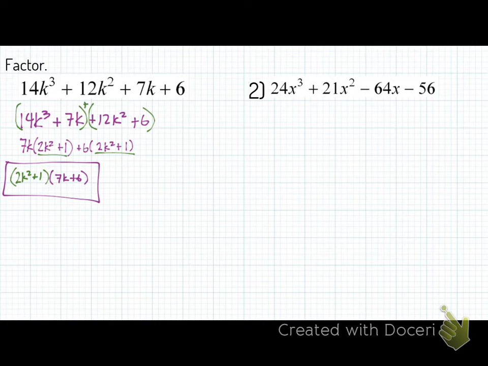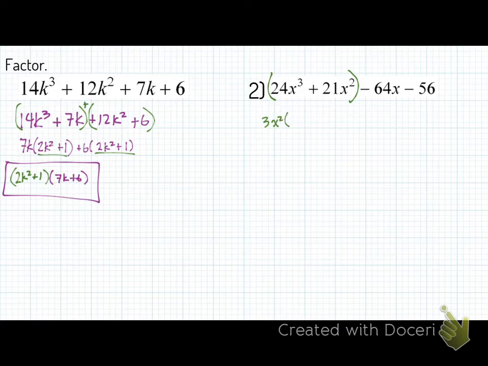That's a good strategy. We don't have to necessarily regroup them. On this one, I'm going to show you that you don't have to. So I'm just going to keep it like this. Watch this. What goes into both 24 and 21? 3. Good. What else goes into all of this? X squared. Good. So watch this.